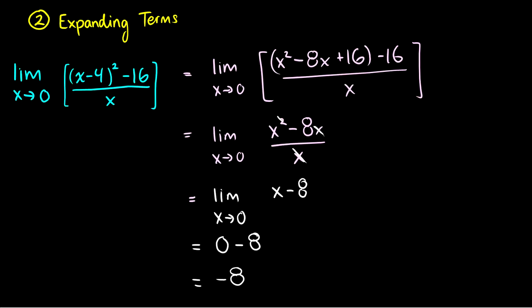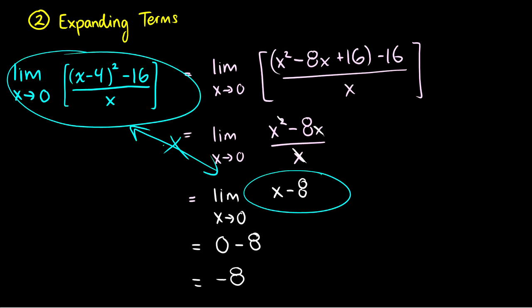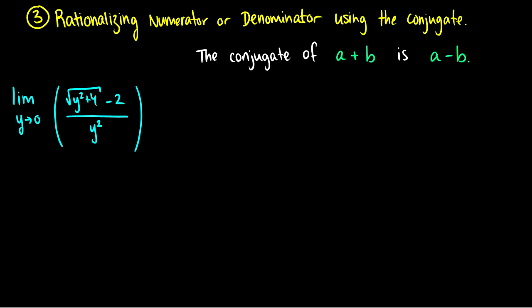Again, I have to really emphasize that, of course, x minus 8 is not the same diagram as x minus 4 squared minus 16 over x. They're different graphs, they're different functions, but their limits happen to be the same. So that's expanding terms.